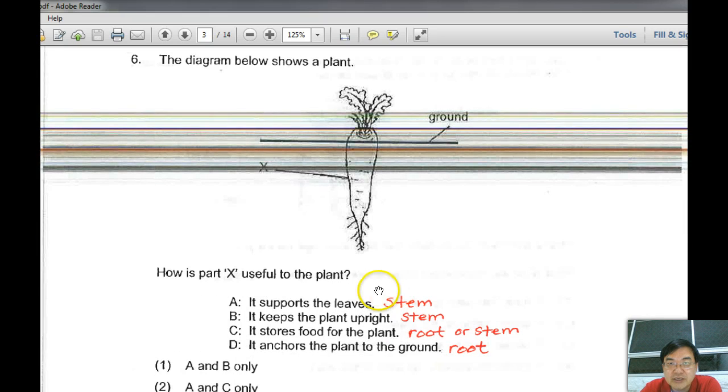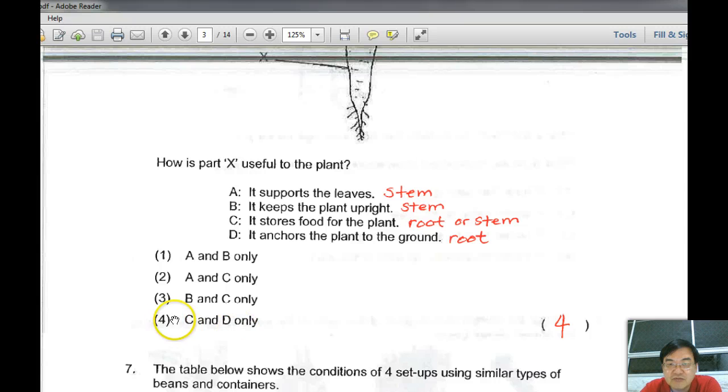Over here is a carrot. Now carrot, we eat the roots of the carrot. All right, this is the root here. So we need to talk about the function of the roots, not of the stem. Now it supports the leaves. Things supporting the leaves are the stems. All right, it keeps the plant upright is the stem. Now it stores food for the plant can be both the root or the stem. Okay, but for this case the carrot is the roots. All right, it stores the food for the plant and it anchors the plant onto the ground. So the answer is C and D, which is 4.